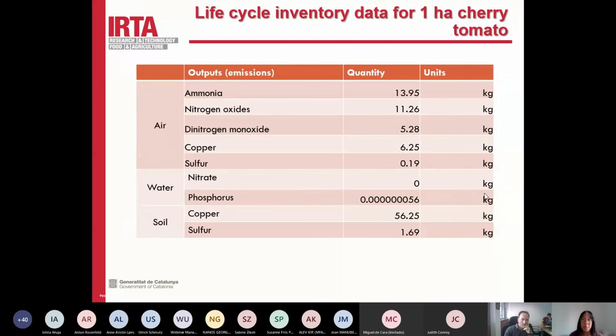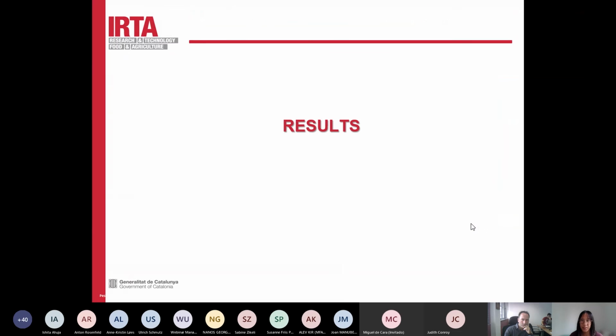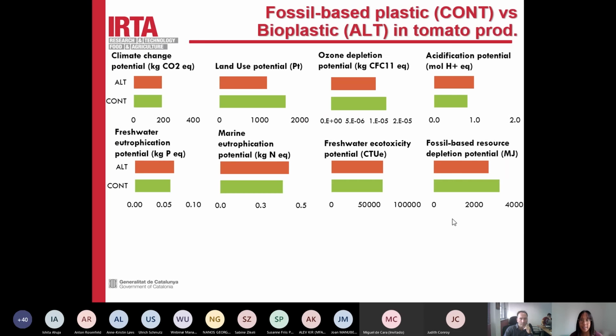Here we have the emission outputs from the foreground system, where the important emissions come from fertilizer and plant protection product application, such as copper and sulfur. So using that inventory, we were able to estimate results, which I will present on the next few slides.